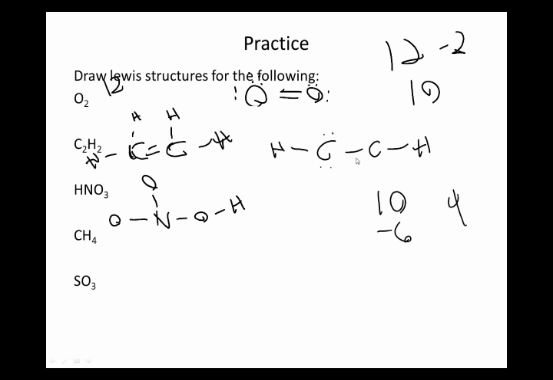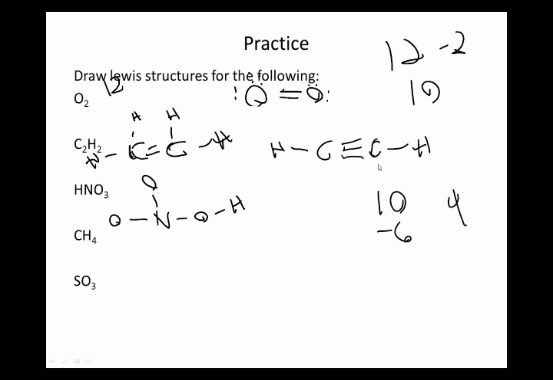This carbon only has 4 valence electrons. I need to share, right? So now this carbon still only has 6, 2, 4, 6, 8. This carbon's still happy. It needs to share again. 2, 4, 6, 8, 10 total electrons, and each carbon has 8.